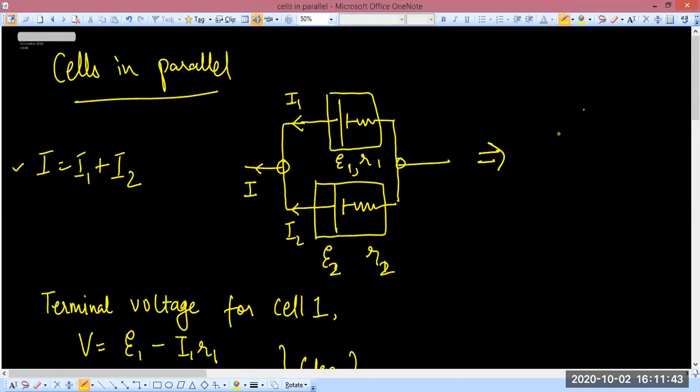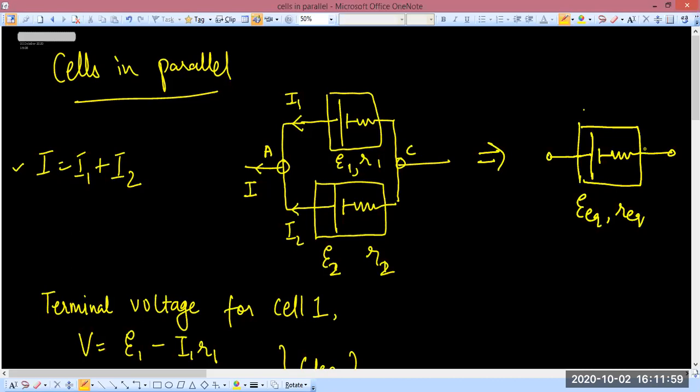Now equivalent, okay? So now this is just one battery between point maybe A and C, right? Instead of two, it's just one battery, right?